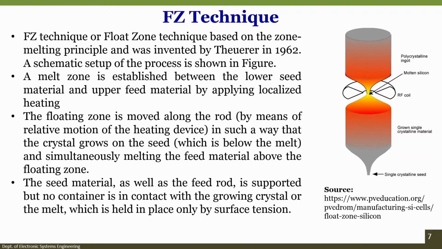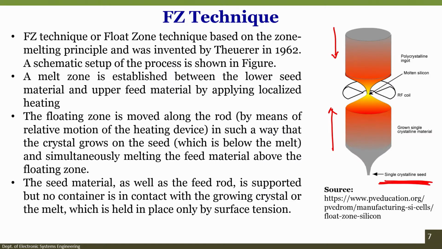The name itself suggests that there is a floating zone. So, float zone is based on the zone melting principle and was invented by Theurer in 1962. Schematic of the setup is shown right over here. Here you can see that there are two things. The top one is a polycrystalline ingot, and the bottom one is a grown single crystal material that grows here in the bottom, and you have a single crystalline seed at the bottom.